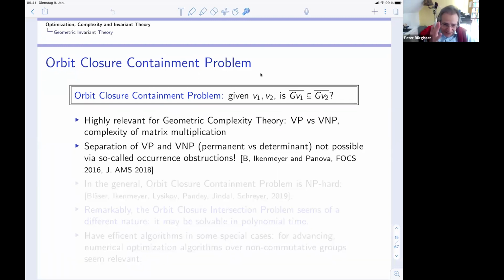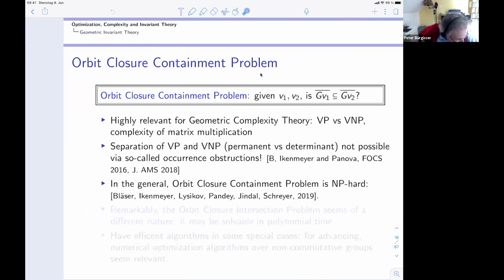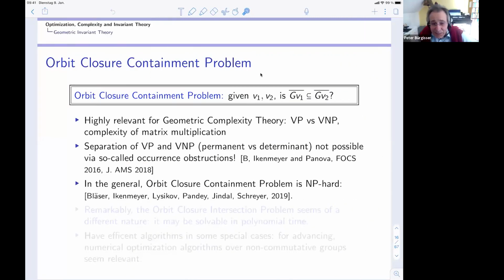Now, in some joint work with Christian Ikenmeyer and Greta Panova, we could actually prove that it is not possible to do it this way. But this is just advertising of some result that is maybe not too closely related to my talk, but I wanted to mention it anyway.